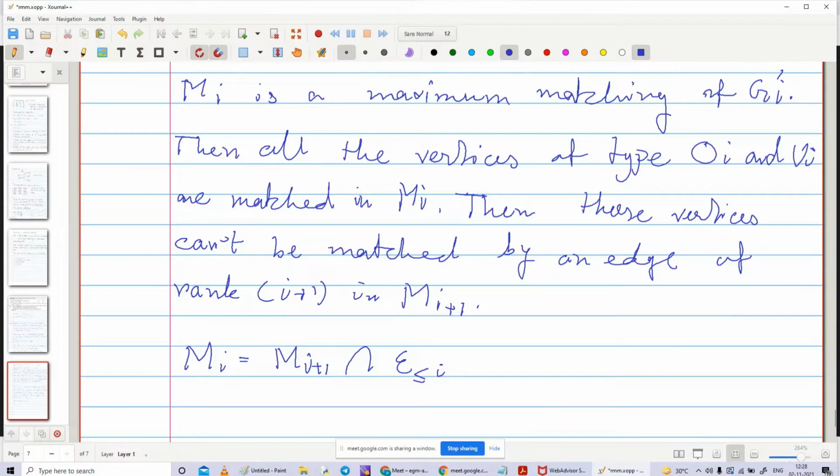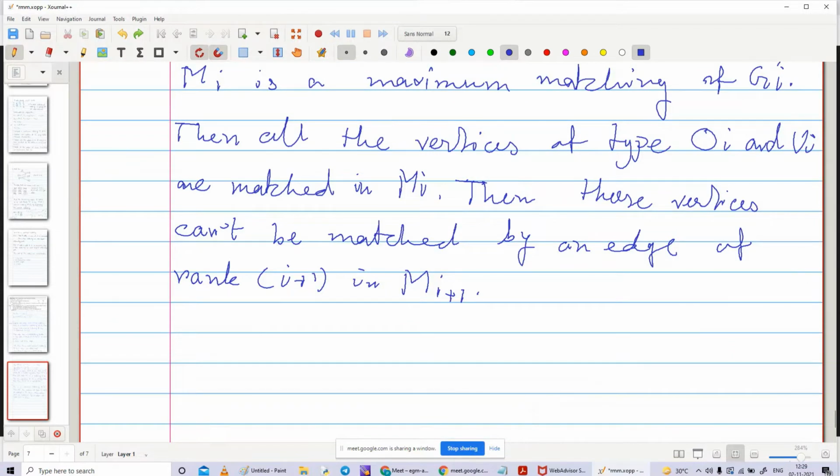Yeah, exactly, because of rank i. And if it had an edge of rank i plus 1, then after you compute Mi, those vertices will be unmatched, right? So that's why we said we can claim that those vertices cannot be matched by an edge of rank i plus 1 in Mi plus 1.